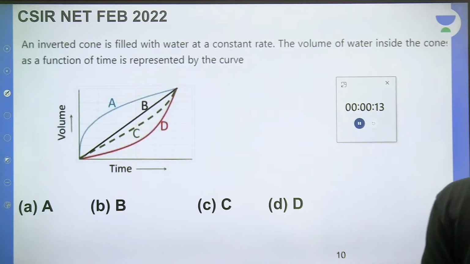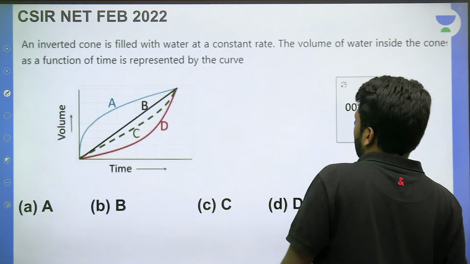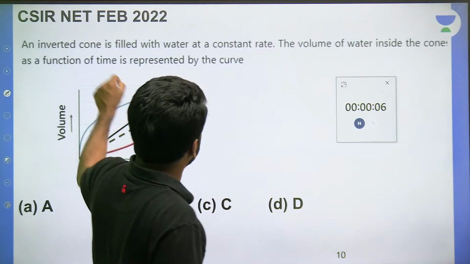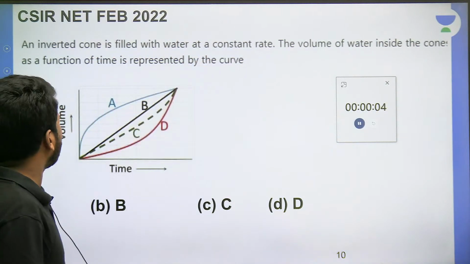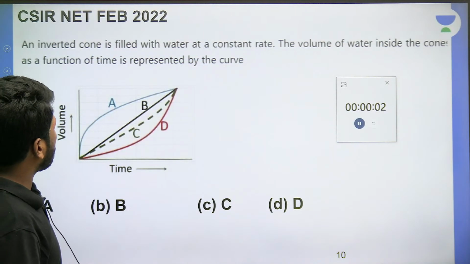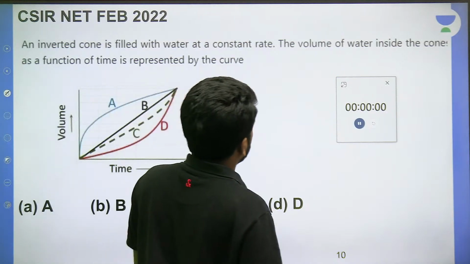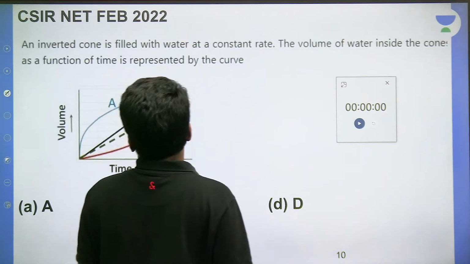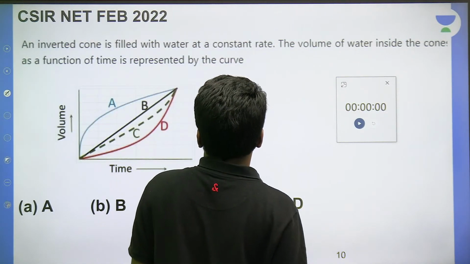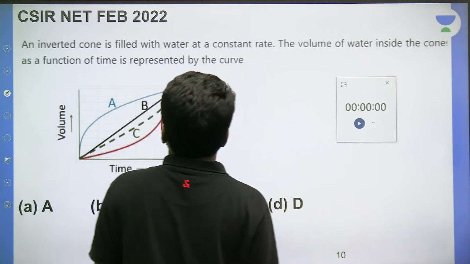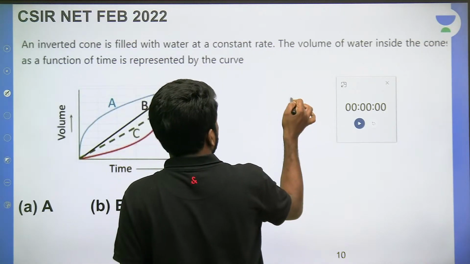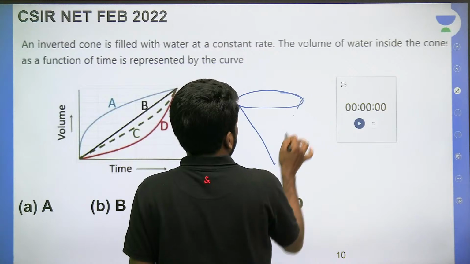Okay, so it's a simple question if you understood it correctly, because in the question itself the answer is directly hidden. An inverted cone is filled with water at a constant rate. Volume of water inside the cone as a function of time is represented by. So if this is the cone, we are filling this cone.